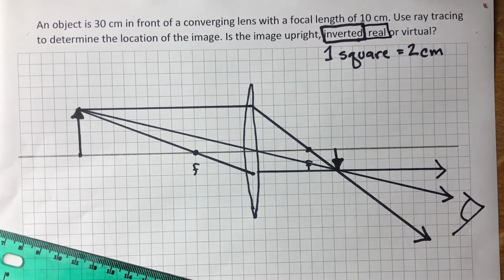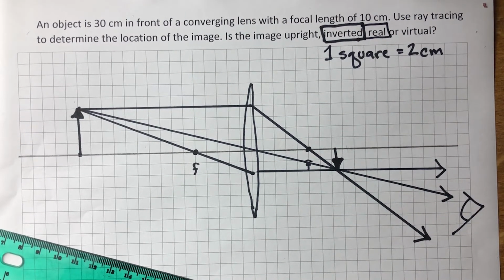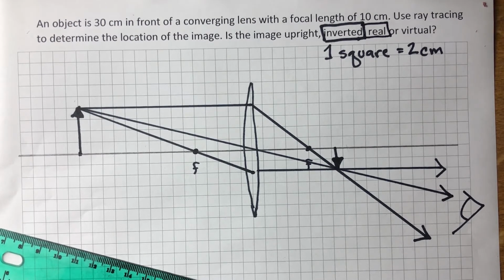And we will see that in single lens and single mirror systems, inverted images are always real, and real images are always inverted.